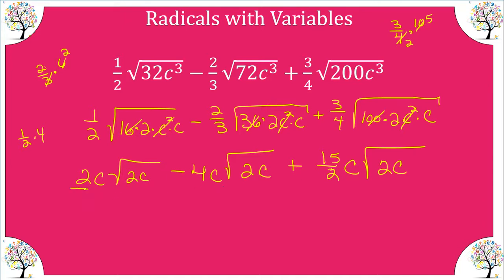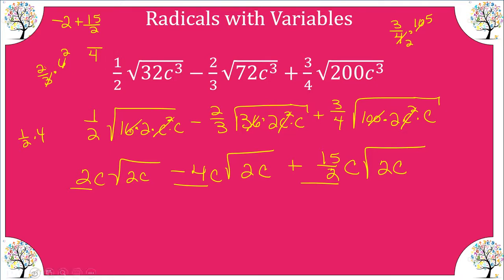So now we're going to combine 2c minus 4c and this radical 15 over 2 c. So we know 2 minus 4 is going to be -2. So we have -2 plus 15 over 2. I'm going to rewrite -2 so it has a denominator of 2 so we can combine. So that is going to be 4.